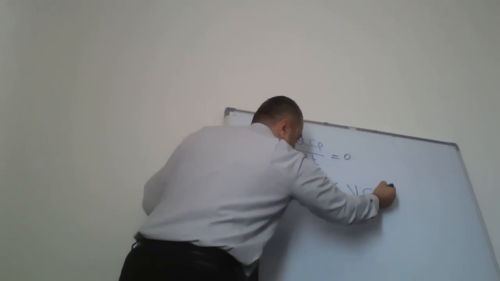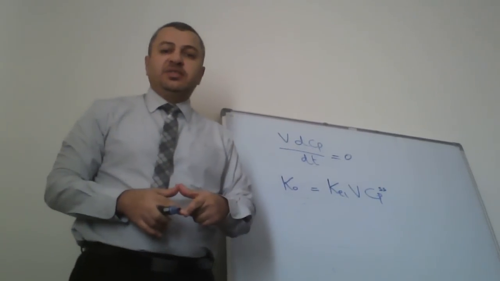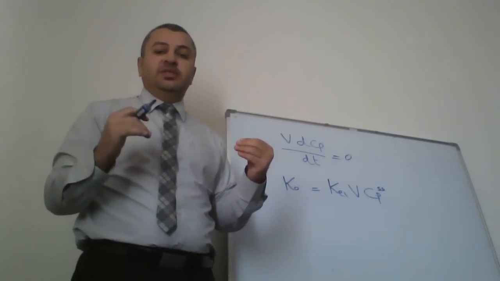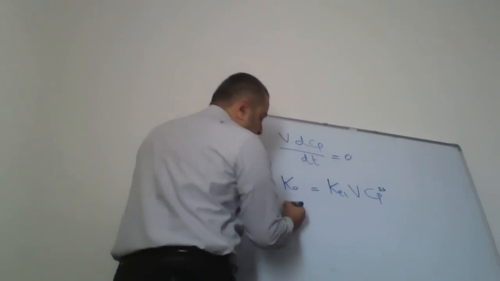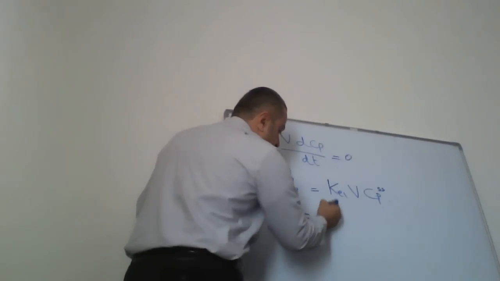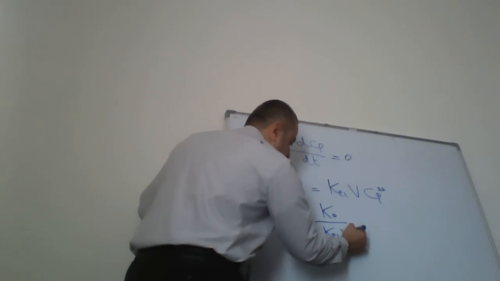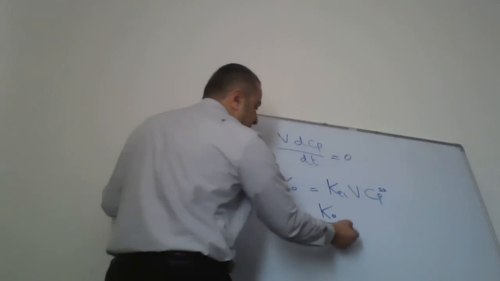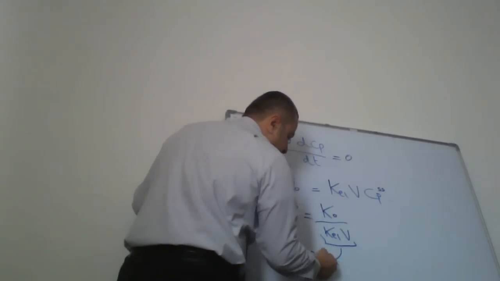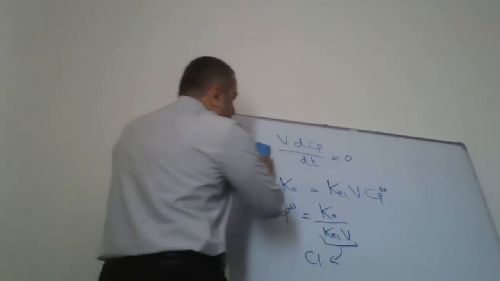This Cp, I will call Cpss, the concentration at steady state. So when both are equal, we reach the steady state. According to this equation, your Cpss will be equal to K0 divided by KEL V. Now remember that KEL V is the clearance. Okay, so let me remove this one now.